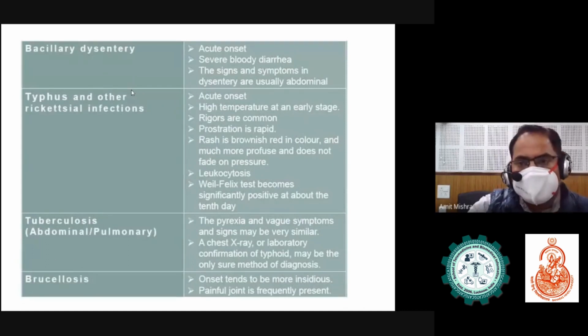Bacillary dysentery: this is also an acute onset, severe bloody diarrhea. The signs and symptoms in dysentery are usually abdominal. Typhus and other rickettsial infections: the presentation is also acute with high temperature at an early stage, along with rigor. The rash in this is brownish in color and much more profuse and does not fade on pressure. Leukocytosis, along with a Weil-Felix test positive. Tuberculosis: the pyrexia and vague symptoms and signs may be very similar. A chest X-ray or a laboratory confirmation of typhoid may be the only sure method of diagnosis. Brucellosis.